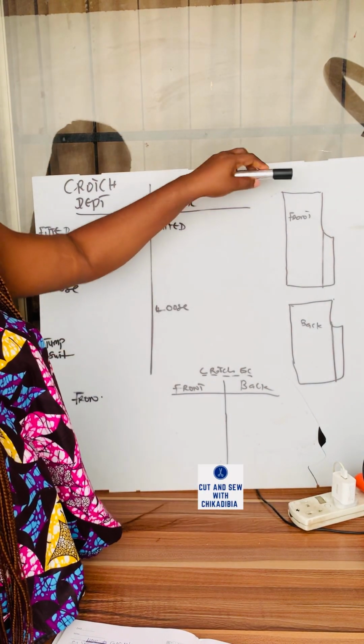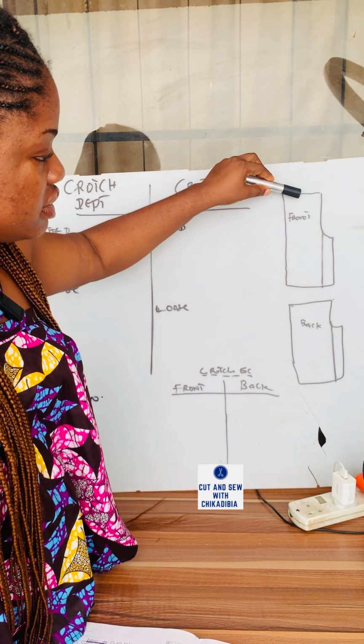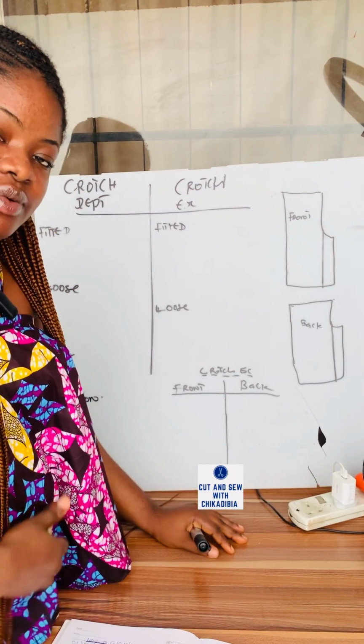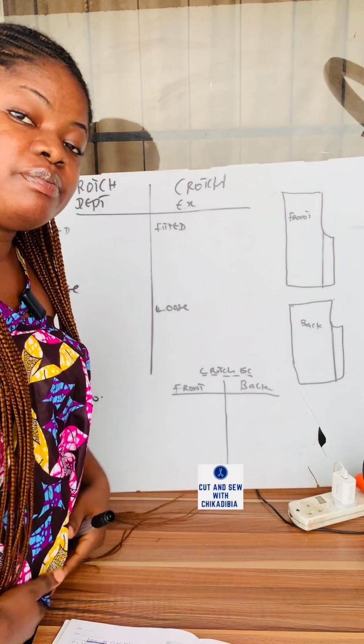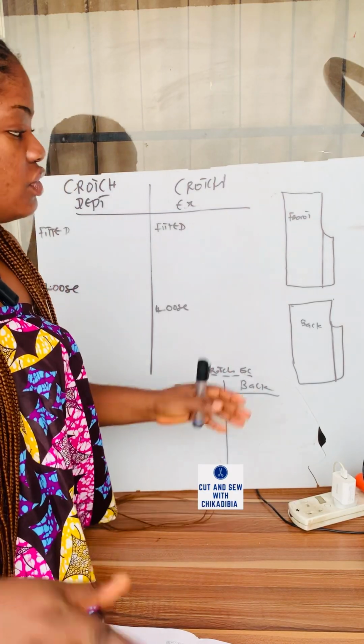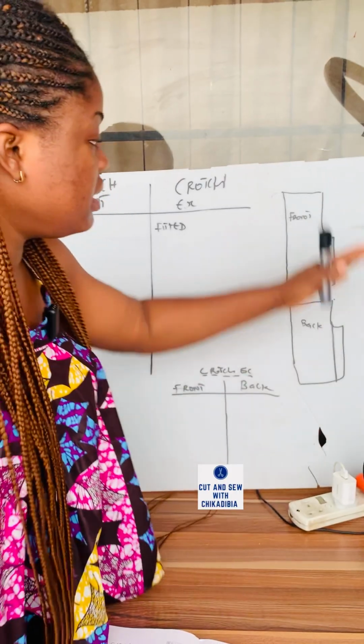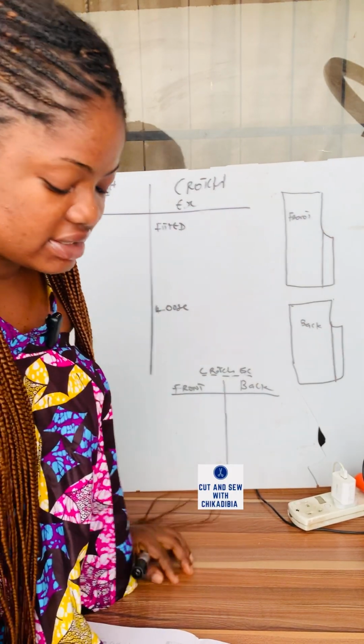So here I'm going to teach you how to get the distance from here to here to fit perfectly, so that when you're wearing your trouser, it will fit perfectly on your lap. Okay, so that is what I am going to teach you, the calculations that you're going to make that will make it fit perfectly. All right, let's get started.